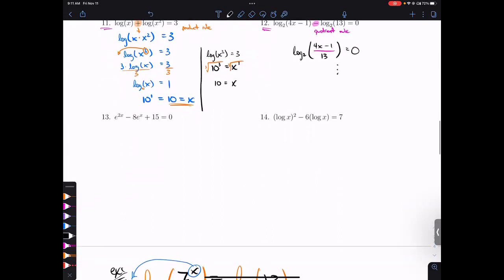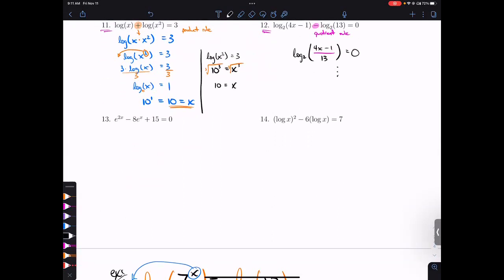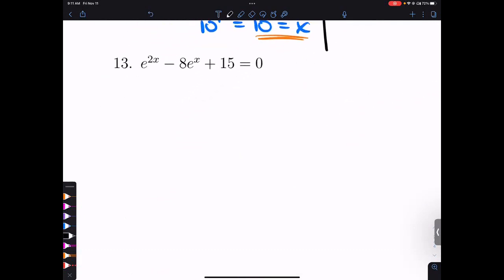Okay, 13 to 14 would be the "what if none of that stuff works" cases. So here, e to the 2x minus 8 times e to the x. There are two different exponential terms in here. Again, I can't solve for one without the other side being sort of a mess and throwing things off. But something to notice here is that e to the 2x is the same thing as e to the x squared.